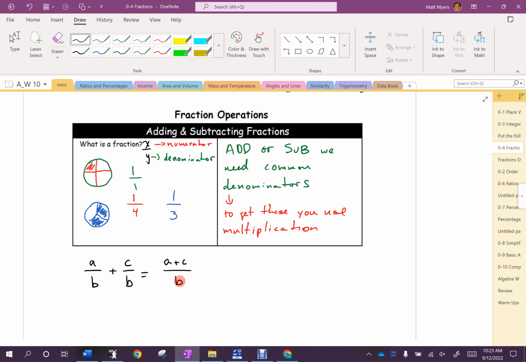That isn't a problem. But when we do this, it becomes a problem. A over B plus C over D. Are they the same number? No. And now we have a problem. Now there's lots of ways to fix this problem. There are shortcuts, there's all kinds of things you can do, but I'm going to show you what I think is the easiest way to fix it.